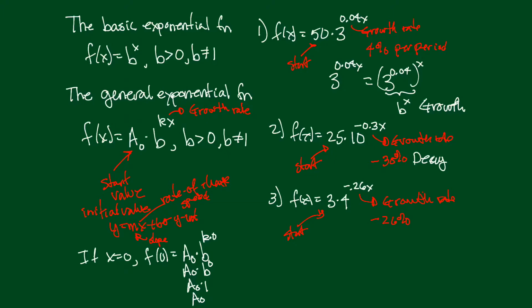So what do you think? Is this a growth function or a decay function? Now, I'm thinking this. I look at the base, first of all. It's bigger than 1, so I'm thinking growth. But then what kind of growth is it? Oh, it's negative growth. Negative growth is decay, right? So when I look at this thing, what I'm reading is this. Negative growth, and that implies that we're looking at a decay function.